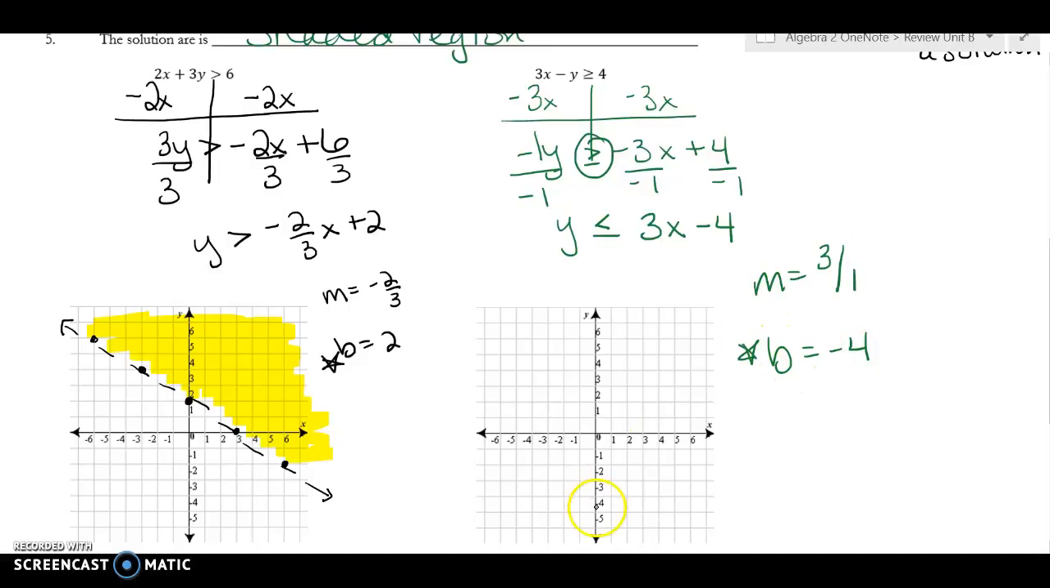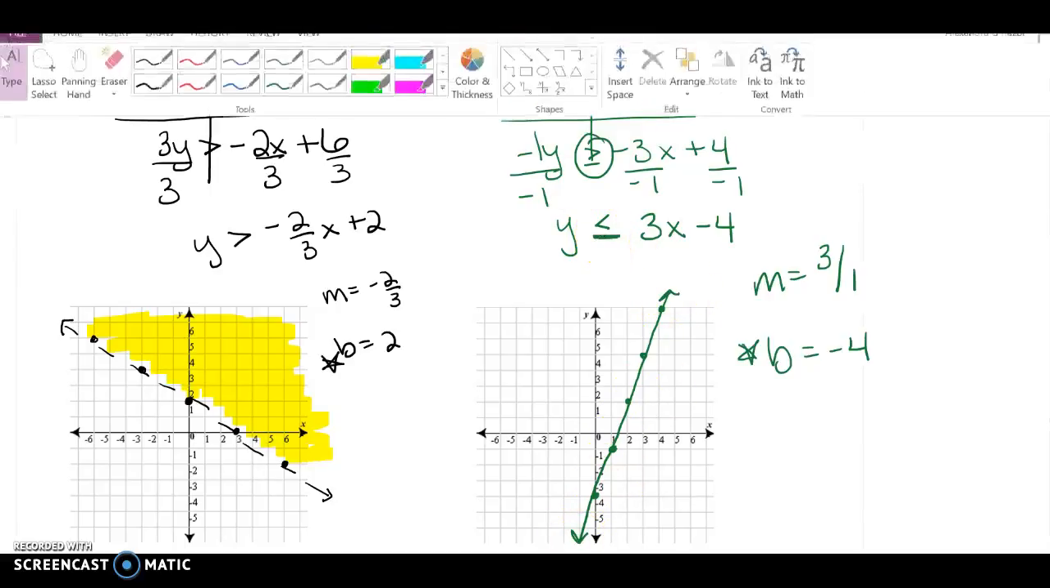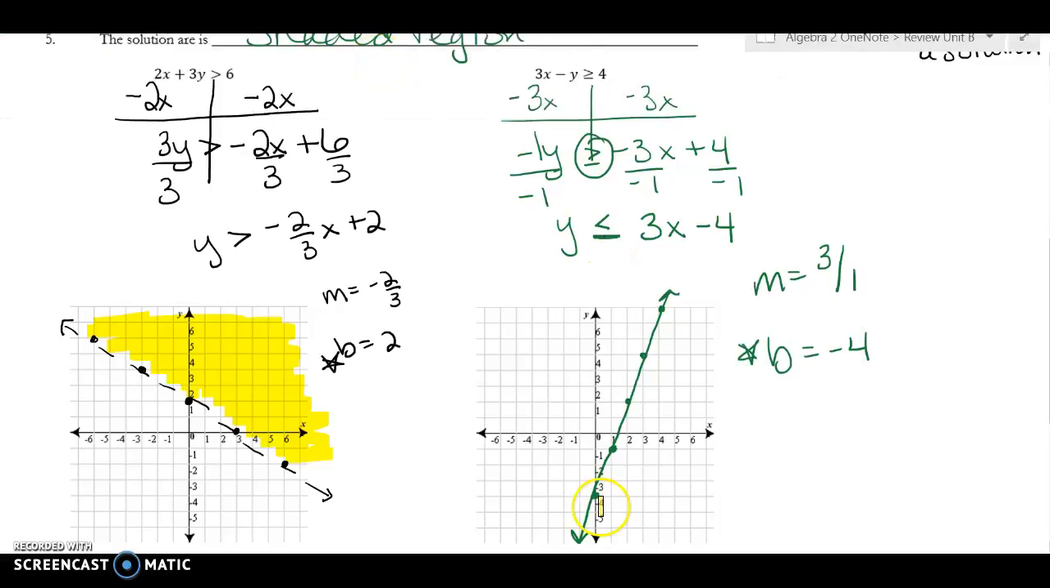Again, I start with my b, so I'm going to go down 1, 2, 3, 4. I'm going to count my slope up 3, 1, 2, 3 over 1, up 3 over 1, up 3 over 1. There we go. Now this one, it says it equals it, so it's a solid line. So we're going to draw a straight line. And then this time it says y is less than, so I'm going to shade below my y-intercept, and that shows me that it's this whole area.